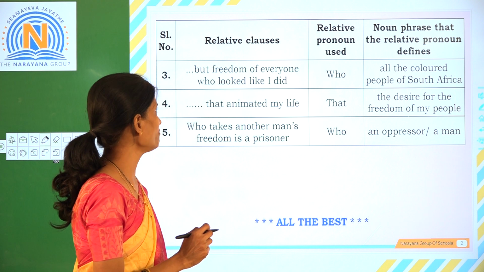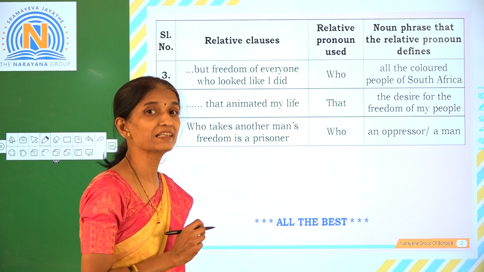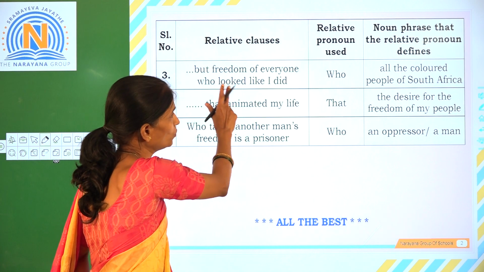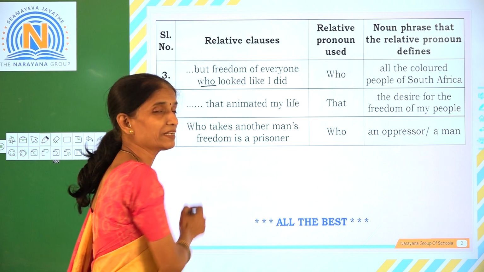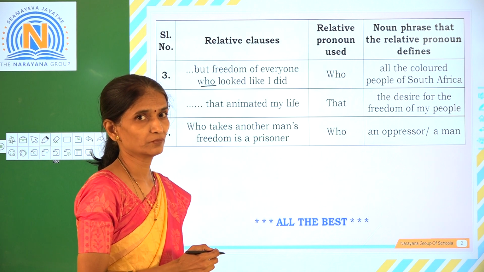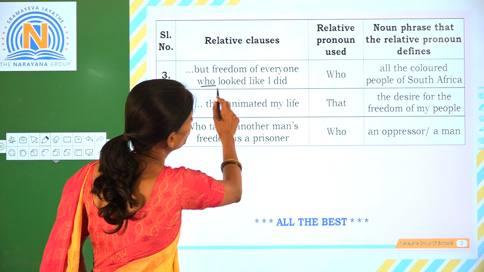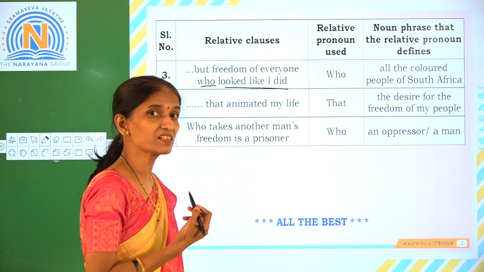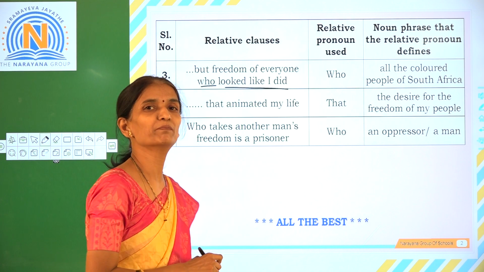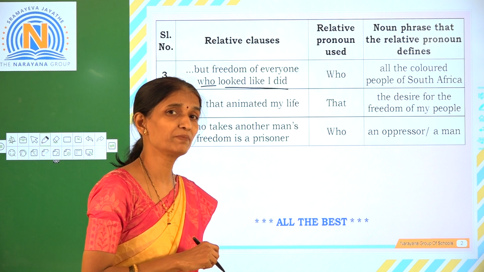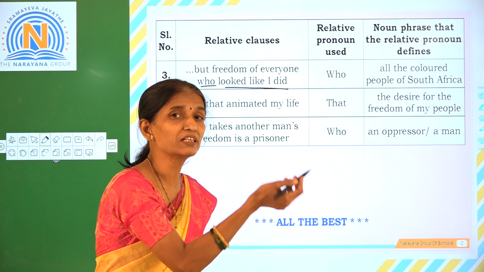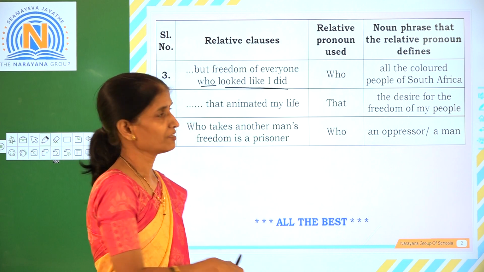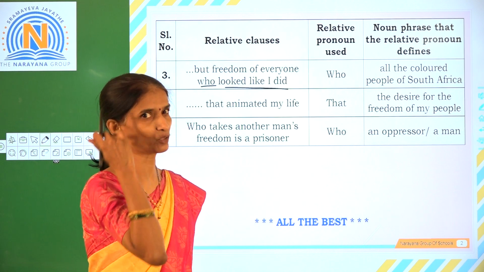A few more sentences of this kind. But freedom of everyone who looked like I did. So it was not my freedom alone, but freedom of everyone who looked like I did. Again here, the relative pronoun used is who. So this clause, who looked like I did, to whom is this referring? All the colored people in South Africa, because all the colored people in South Africa looked like Nelson Mandela. That is what he meant: other people who are like me.